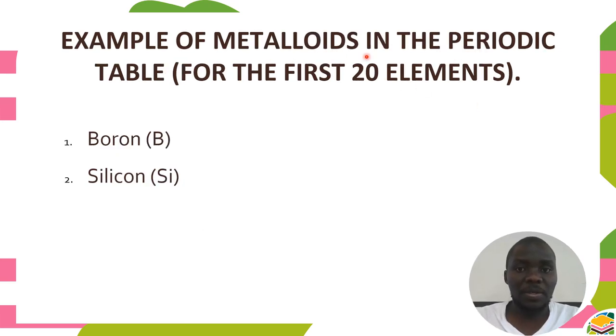Examples of metalloids. Remember, metalloids I also said they are some metals. They have similar properties of either a metal or a non-metal. We have 2 in the first 20 elements. We have boron as well as silicon. Boron is in group 3, while silicon is in group 4.